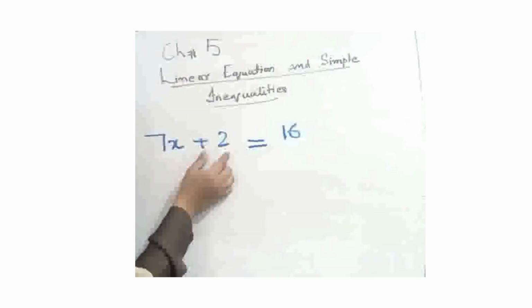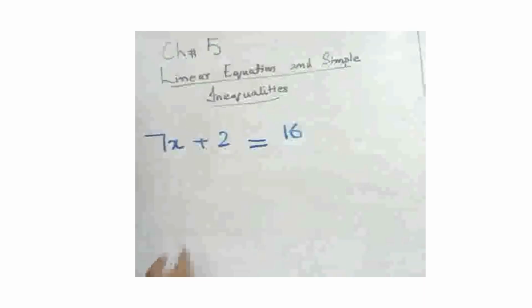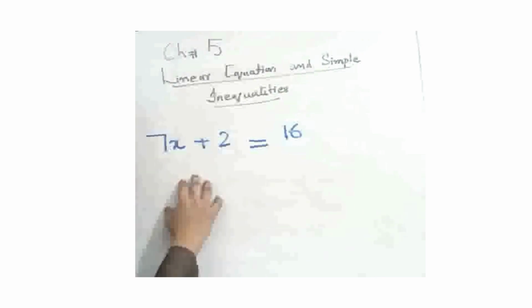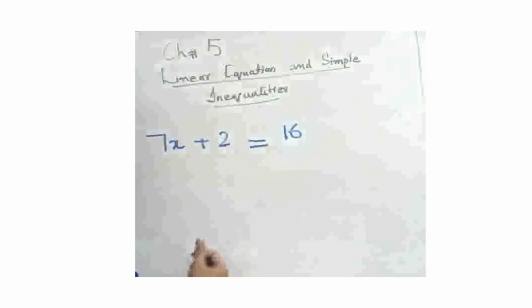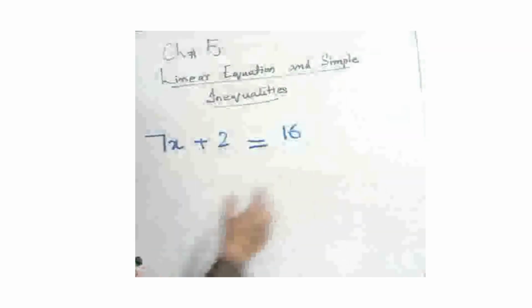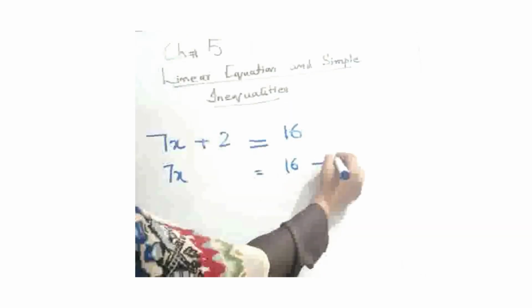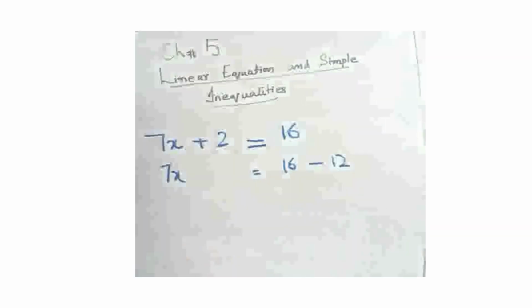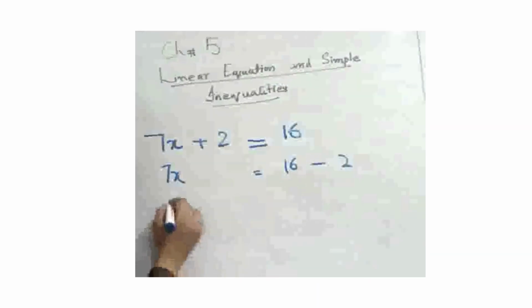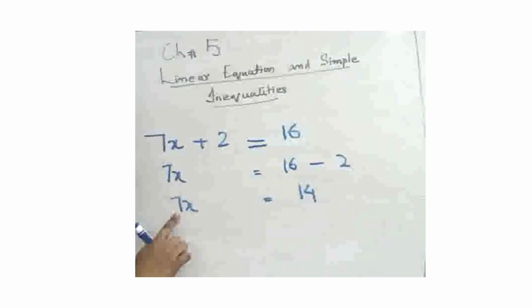So first we will remove this plus 2. So we have to send plus 2 to the other hand side. Whatever operation is being performed on the left hand side, you have to do the opposite of it on the right hand side. To remove plus 2 we will do minus 2 on the other hand side. So it will become 16 minus 2, which is equal to, has to come in its position. So 16 minus 2 will become what? 14.